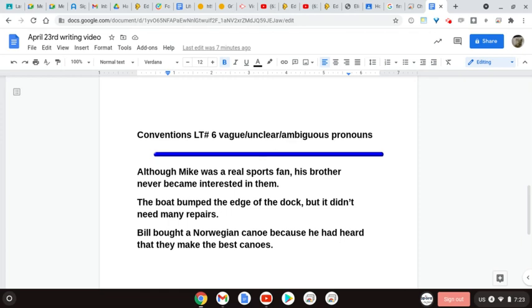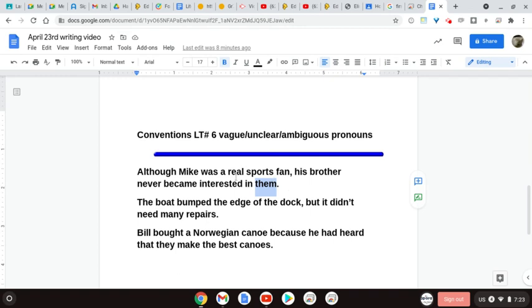So let's look at some of the examples. Although Mike was a real sports fan, his brother never became interested in them. What word is vague, unclear, or ambiguous in this sentence? The correct answer is the word them. Here's why them does not work. There is no noun that it's replacing.